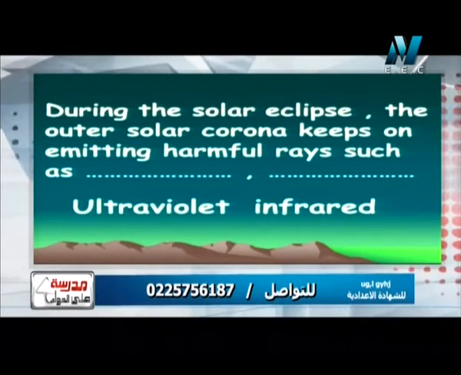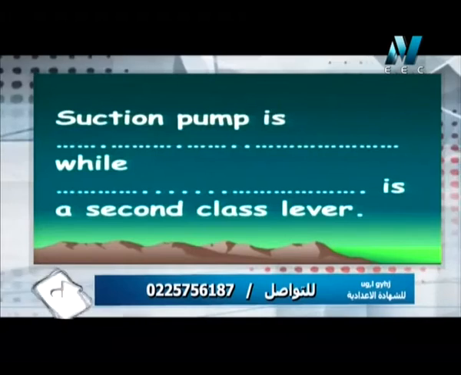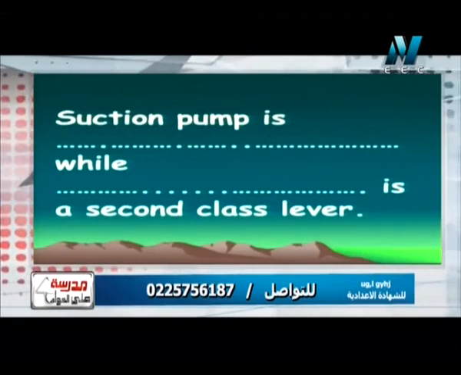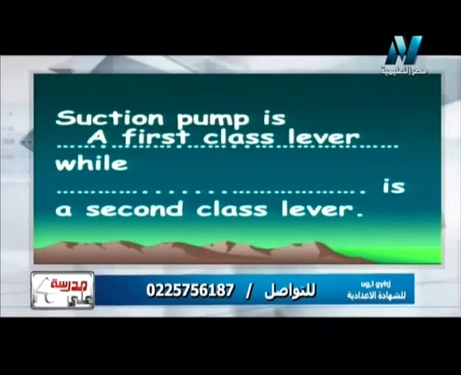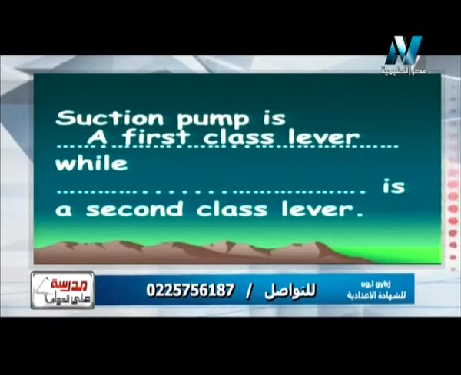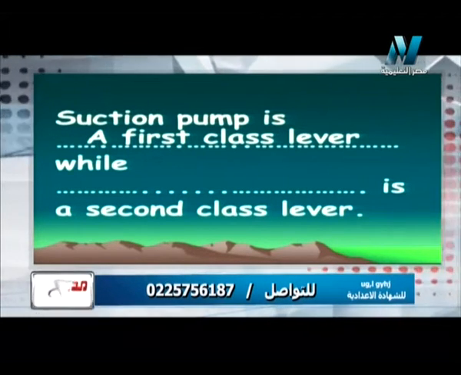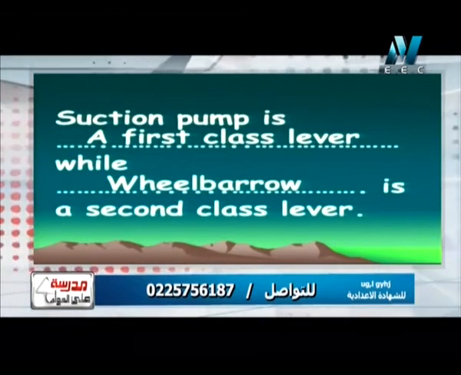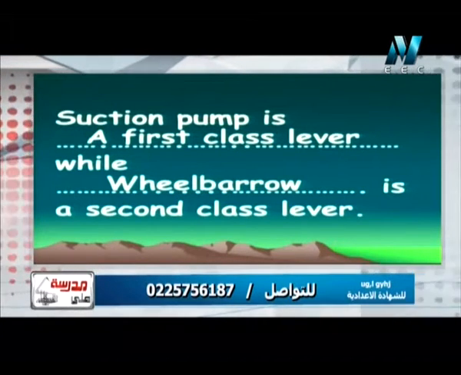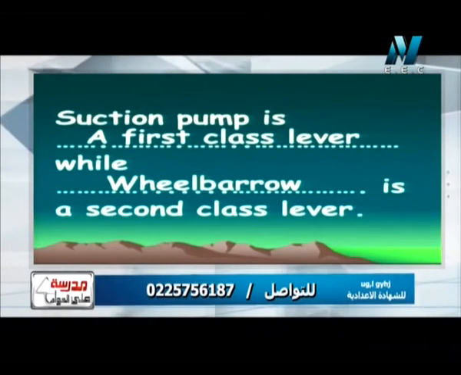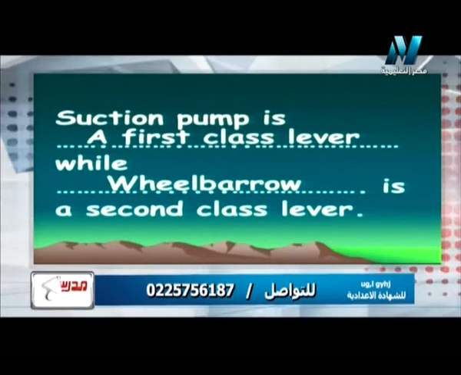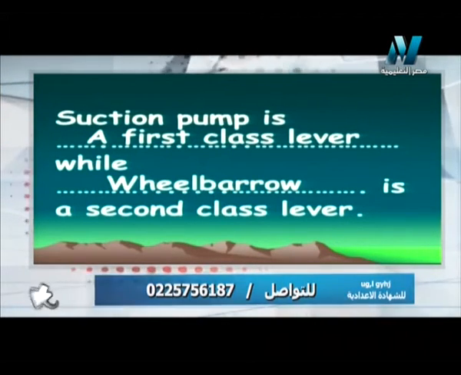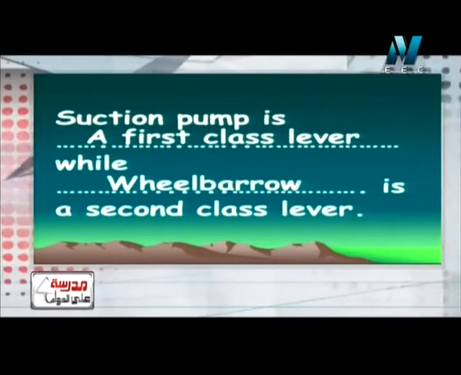Another question. Suction pump is what? While wheelbarrow is a second class lever. Suction pump, as we know, is a first class lever, because in suction pump we will find the fulcrum between effort force and resistance. And what is a second class lever? Also we know that wheelbarrow is a second class lever. Again, suction pump is a first class lever, but wheelbarrow or nutcracker or stapler or bottle opener, as we've studied, are all of them second class lever.